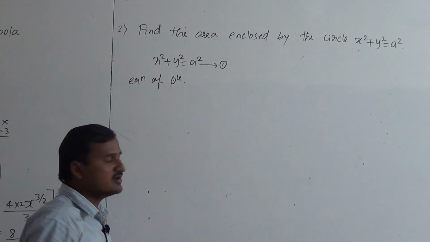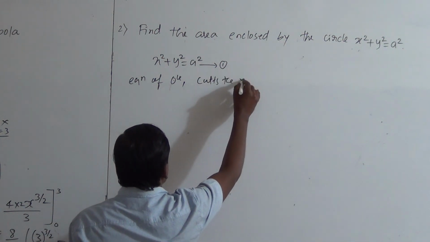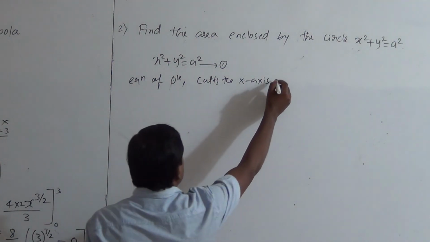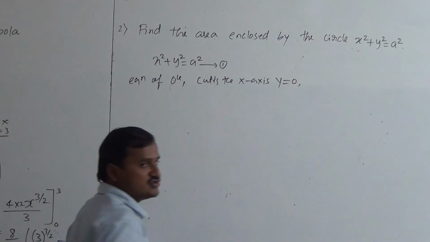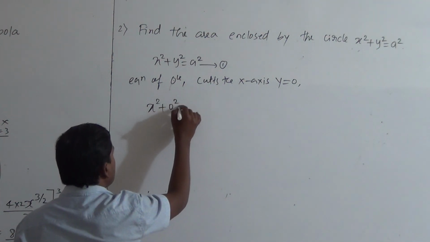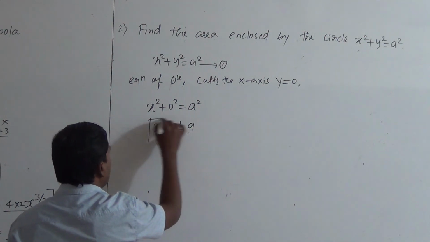If it is the equation of a circle, clearly it cuts the x axis. If it cuts the x axis, clearly its y coordinate is 0. Substitute here. So x square plus 0 whole square is equal to a square, x equal to plus or minus a.